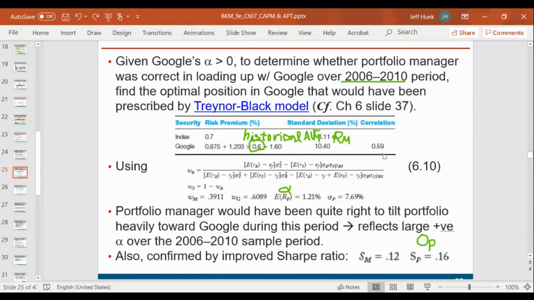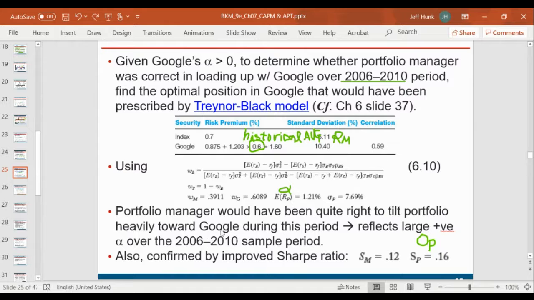And we have the correlation coefficient between Google and the index portfolio as 0.59, and plugging in these numbers, we come to the expected excess return, or risk premium, on the optimal risky portfolio to be 1.21. Remember, this is not the return, but excess return. So basically, this is Google's alpha. And the standard deviation of our excess return is 7.69.